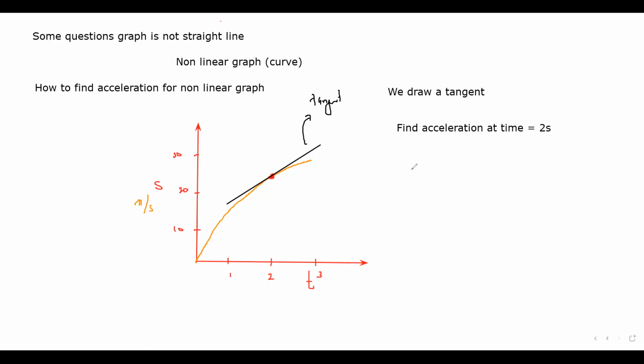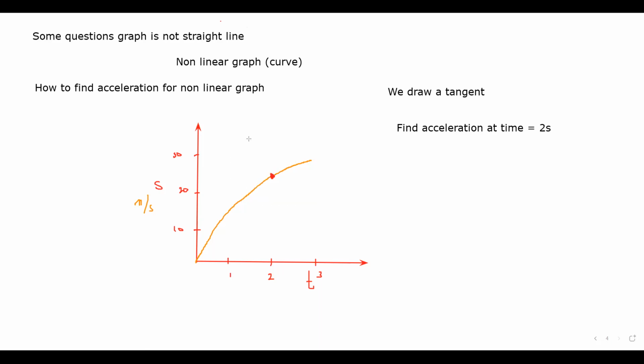You cannot draw a tangent anywhere, because in the question I specified that you want acceleration when time equals 2 seconds. So first you have to mark a point where time equals 2 seconds. First we identify this point where time equals 2 seconds. And now from this point we draw a line which touches only this point, and that will be a tangent.